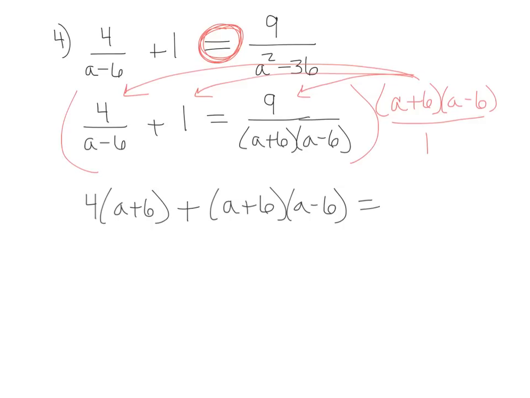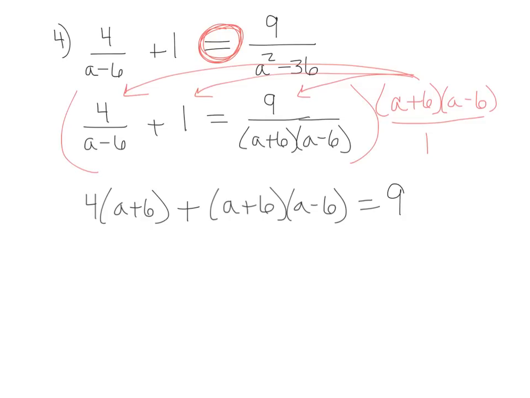equals, and then finally when you take this fraction times these two quantities, both of these will cancel, right? The a plus 6 will cancel, and the a minus 6 will cancel, so you'll be left with just 9. All right, no fractions. So here we go.